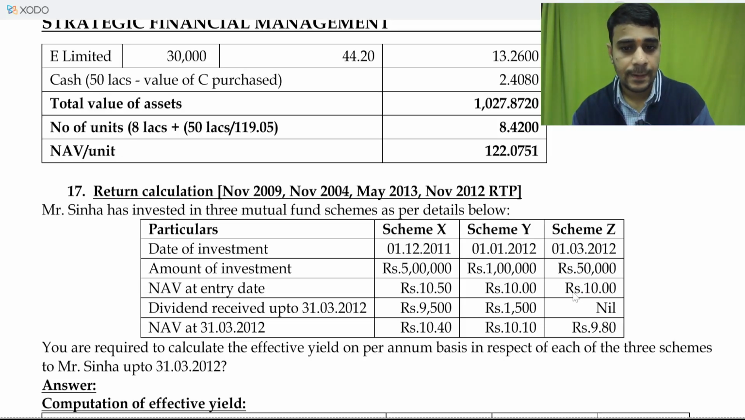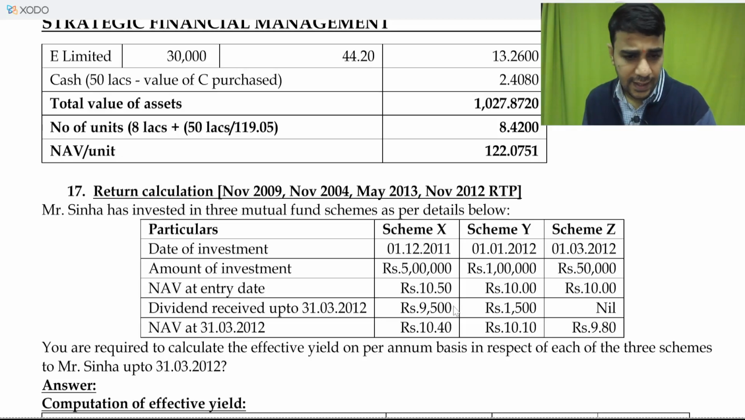Now, what is return? I can say NAV1 minus NAV0 plus D1 plus CG1, divided by NAV0, into 12 by M into 100. The dividend they have mentioned is 9,500. I want per unit dividend. Or what I can do is, NAV1 is the value of all my units, NAV0 is the value of all my units. Instead of doing a per unit calculation, we'll do the calculation for all units. So here I'm going to use the formula: what I get back minus what I invest, divided by what I invest, into 12 by M into 100.